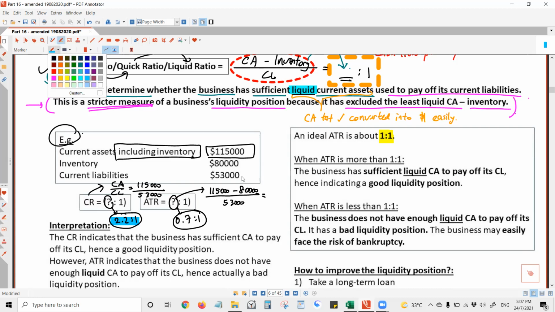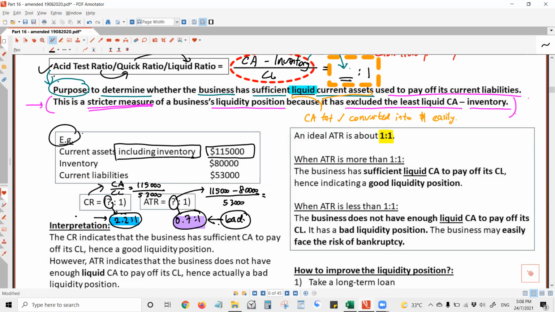So is this 0.7 to 1 good? It's bad because it's less than 1 to 1. The ideal one is 1 to 1, right? So 0.7 to 1 is considered bad because you don't have enough liquid current assets to pay off your current liabilities. So conclusion is this. Whenever you get questions about something like this, they would always ask you to calculate both current ratio and ATR. And current ratio looks good, but ATR looks bad. So which one should you follow? ATR. ATR is stricter, right? So it's better to look at ATR.